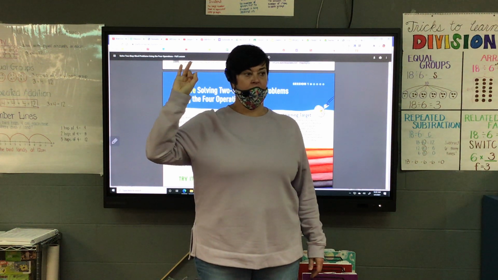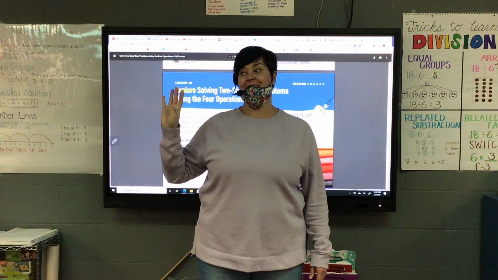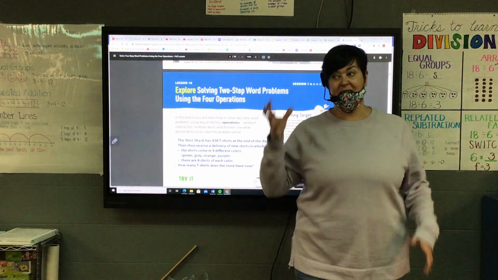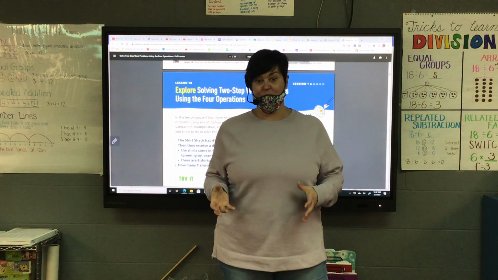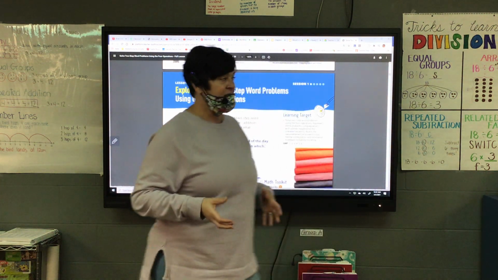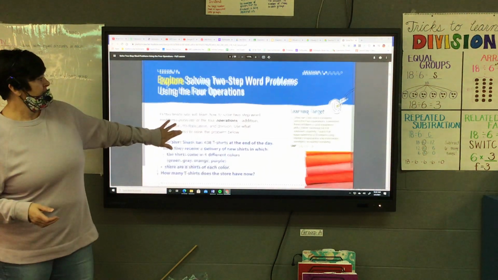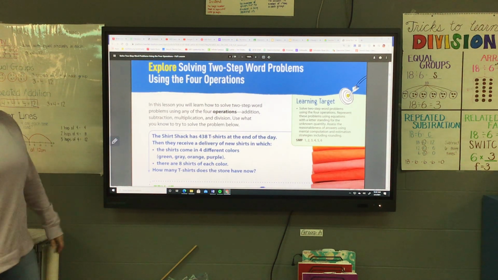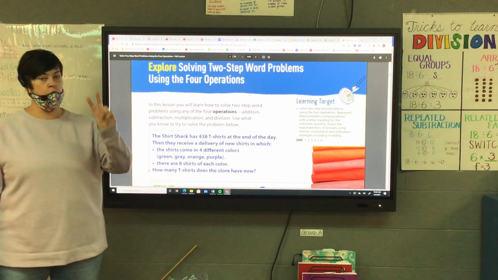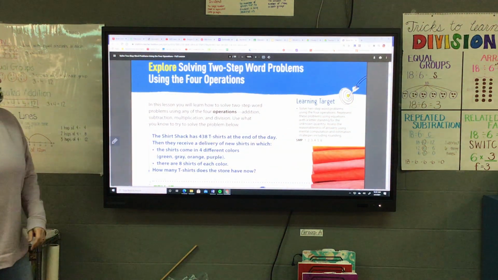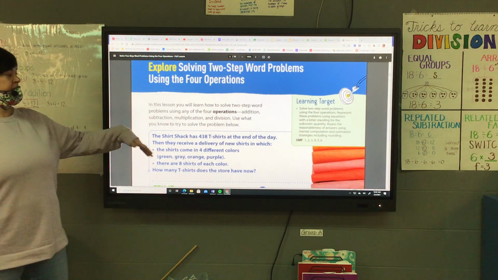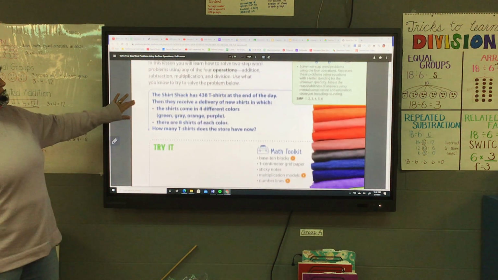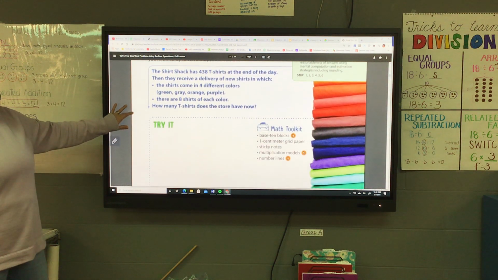adding, subtracting, multiplying, or dividing. So are we going to have to read through the problems carefully to really decide what it is we're going to have to do to solve it? Yes, we are. So, looking at this, it says, in this lesson, you will learn how to solve two-step word problems using any of the four operations: addition, subtraction, multiplication, and division. Use what you know to try to solve the problem below.